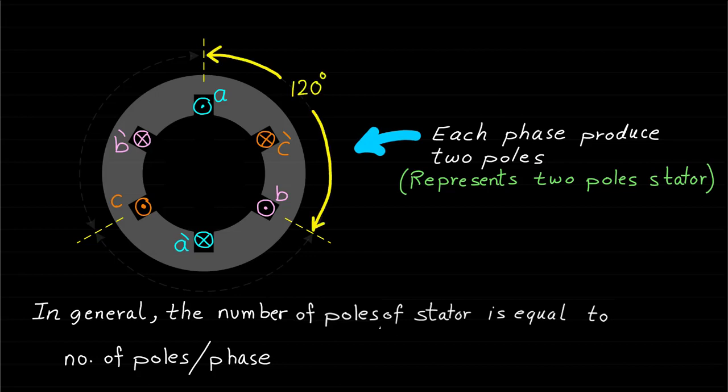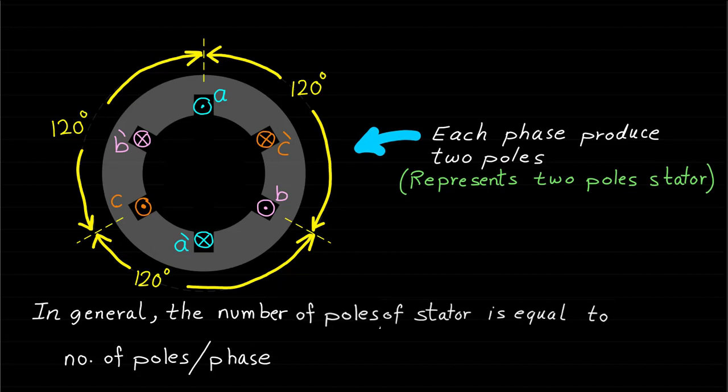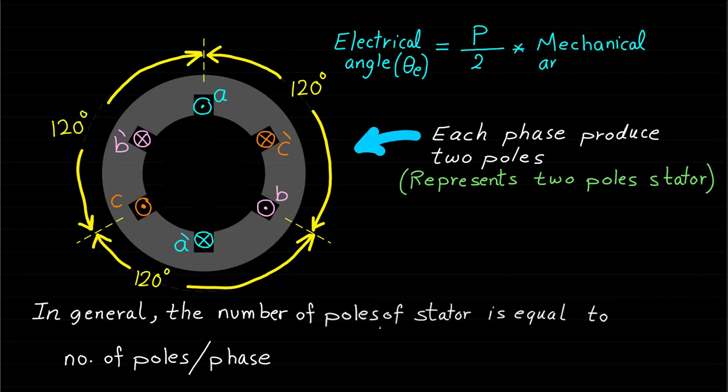It is very important to know that the three-phase windings of synchronous machine are shifted from each other in space by 120 degrees in electrical angle as shown. As mentioned in a previous lecture, the electrical angle theta E is equal to P over 2 times the mechanical angle theta M, where P is the number of poles. Note that the electrical angle and the mechanical angle are equal only in case of two poles stator or machine.